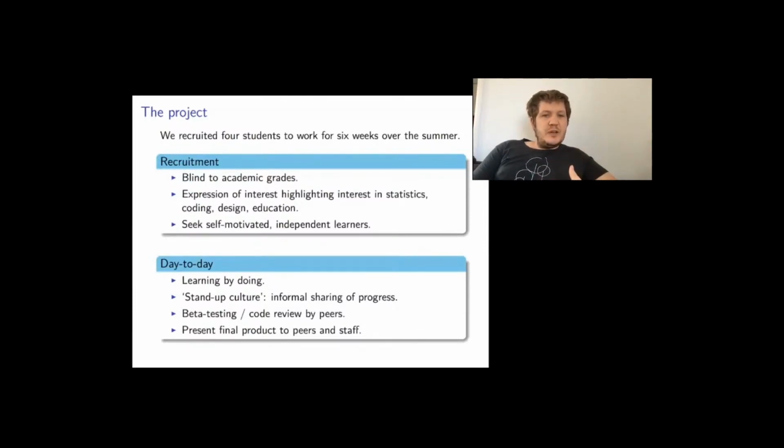So when we recruited students, we had a few principles. In particular, we were blind to academic grades. We didn't particularly want to take the best students in terms of exam marks. We were looking for students who had a particular interest in education, in design, so design of resources and design of the curriculum more broadly. We really wanted students who had an appetite for coding, and not all math students do. And of course, we wanted some people who had interest in statistics. So that's what we were looking for.